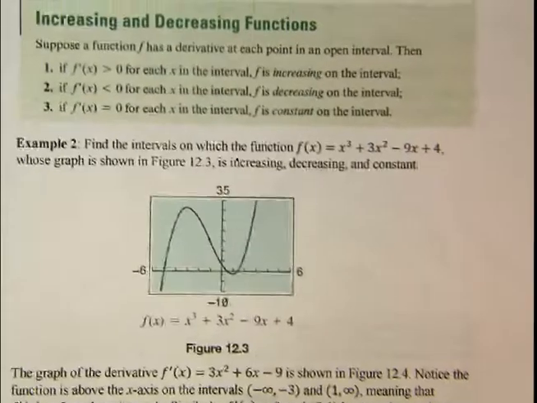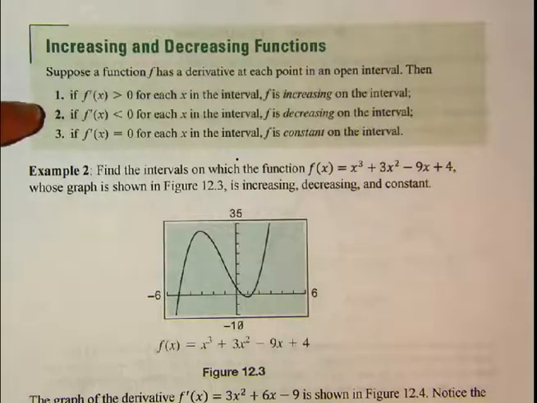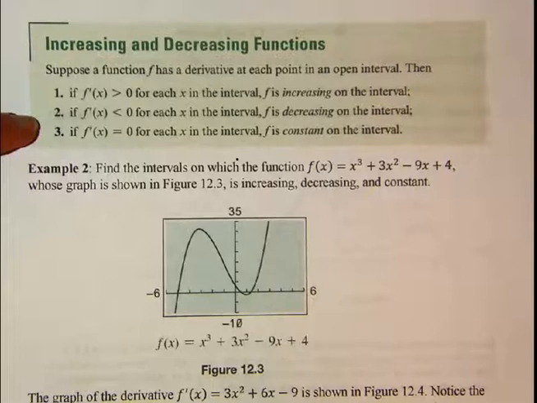So on the back of the page, notice that we have the little box here. If the derivative is greater than 0 for each x in the interval, then that function is increasing on the interval. If the derivative is less than 0, if it's negative on that interval, then f is decreasing on the interval, and if it's equal to 0, it'd be constant. So let's look at example 2.